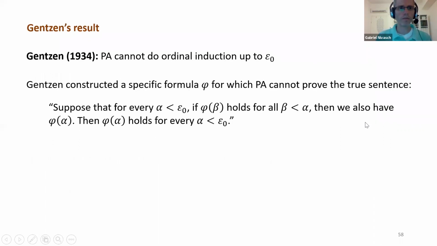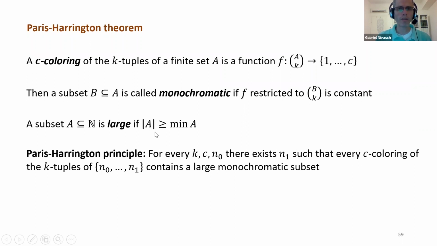The first result in that direction was by Gentzen, who proved that PA cannot do ordinal induction up to epsilon 0. He found a specific formula phi for which PA cannot prove the sentence expressing ordinal induction up to epsilon 0 for that formula phi. There's at least one formula for which PA cannot do ordinal induction up to epsilon 0. And then later Paris and Harrington came and found this beautiful theorem regarding some Ramsey-like statement.